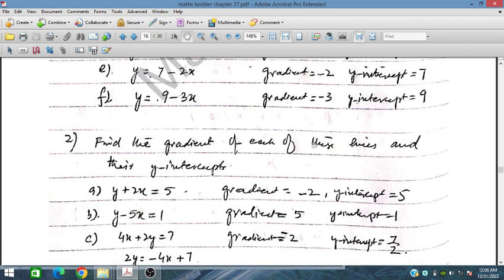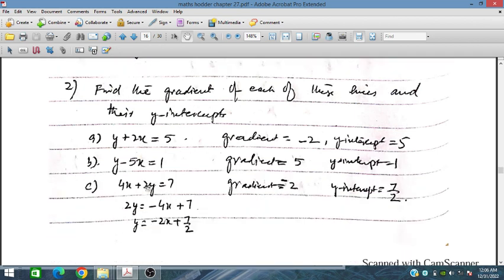Now find the gradient of each of the lines and their y-intercept. This gradient is -2, and this gradient is 5, because on this side we will shift, and the y-intercept is 1. So 4x + 2y = 7. The gradient is -2 and the y-intercept is 7/2. Because of this, we shift 4x to the other side and divide by 2 on all sides. So this becomes -2 and 7/2.